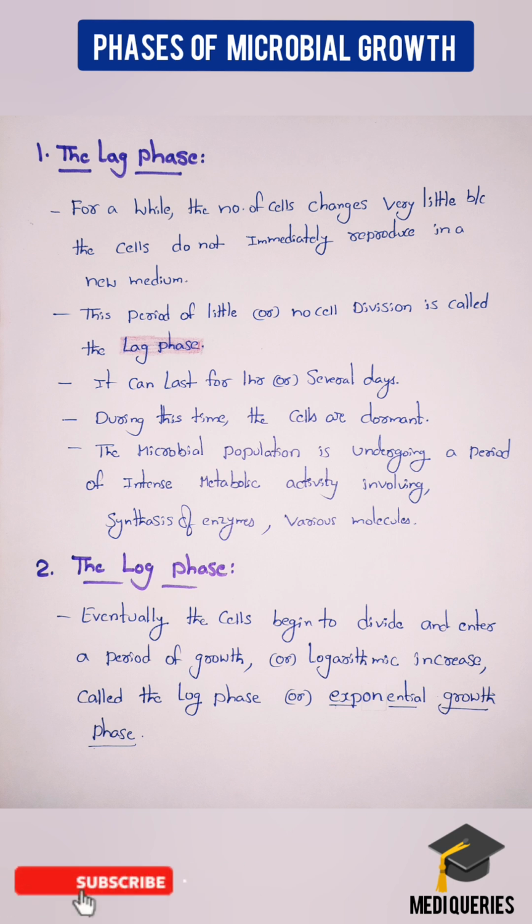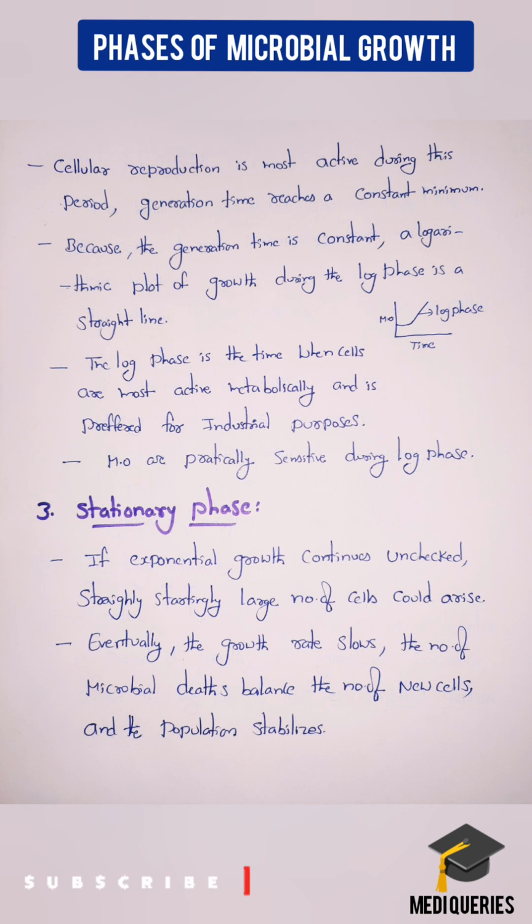And the next phase is the log phase. Eventually the cells begin to divide and enter a period of growth or logarithmic increase called the log phase. This is also called the exponential growth phase. During this phase, the growth of the microbe is very high. Here the cell reproduction is most active. The generation time reaches a constant minimum at this stage. What does generation time mean? The time required for a cell to divide, that is, for its population to double, is called the generation time.